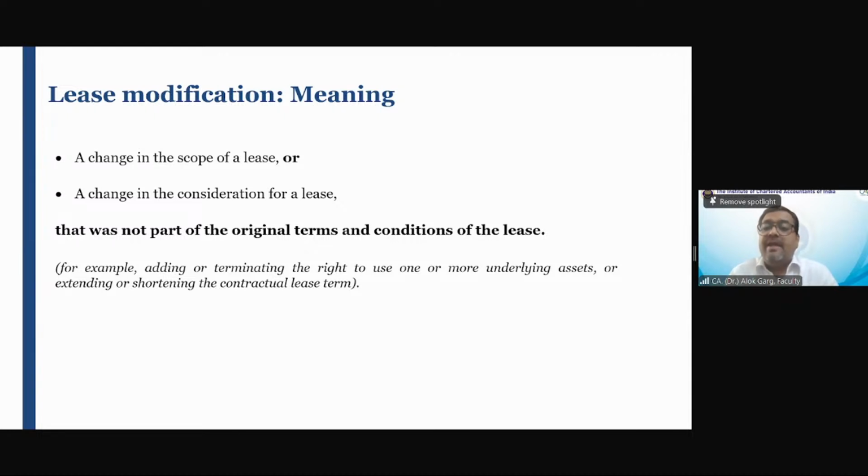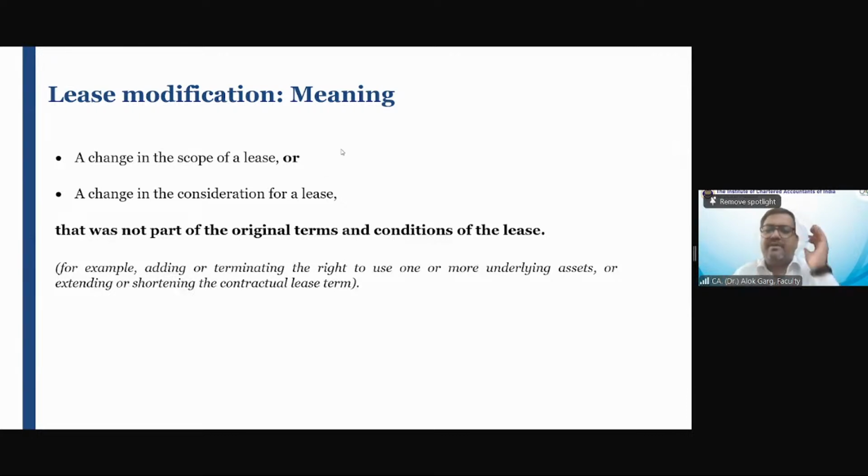Right, friends, the initial contract was for 3 rooms. Now I want 4 rooms. I want the 4th room as well. Whether the scope is changing or not? The scope is changing. The scope is getting added, right? So whether this 4th room was part of the original terms and conditions of the contract? It was not part of the original terms and conditions of the contract. And hence, when I'm demanding the 4th room, it means the scope of the lease is getting increased, right? And hence, it will be considered as a lease modification.